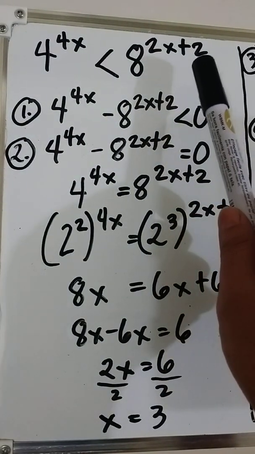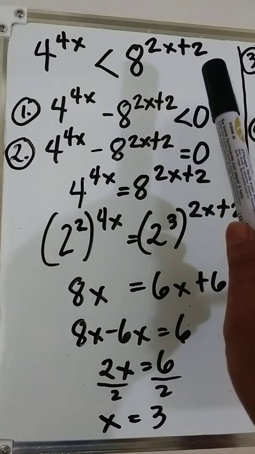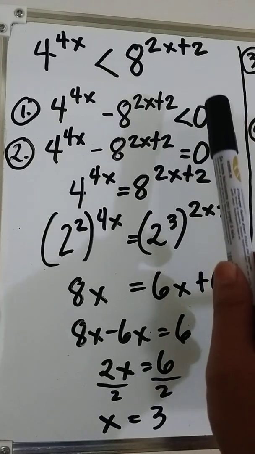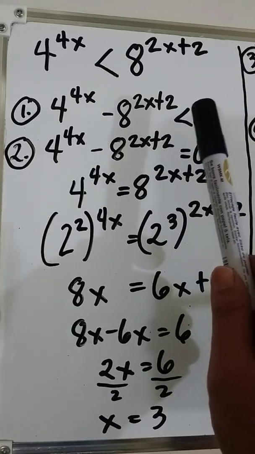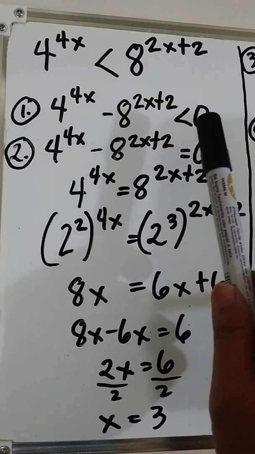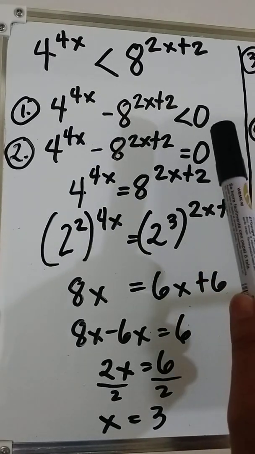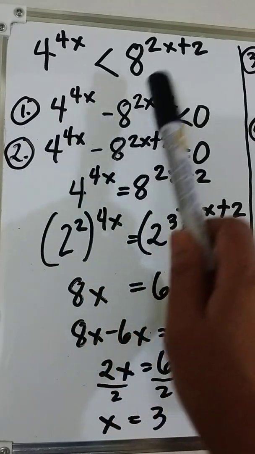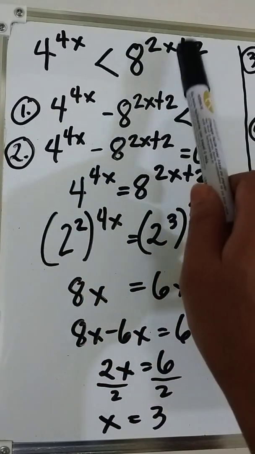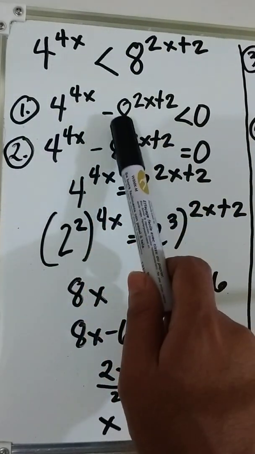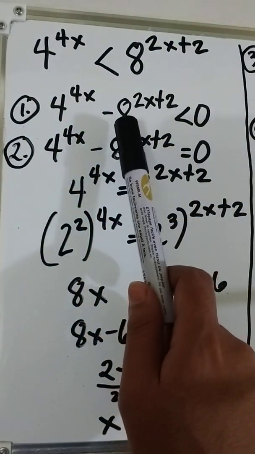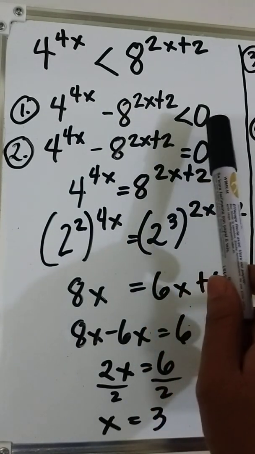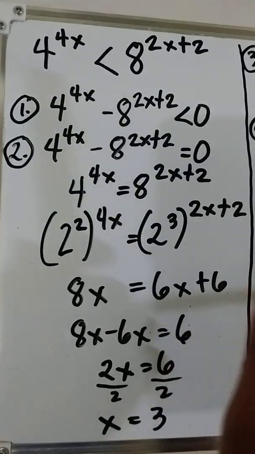Our first step will be to change the given into standard form, meaning you have to put every expression on the left side, so on the right side we have 0. For instance, step number 1: 4 raised to 4x, then this 8 with its exponent will be transposed to the left side. It will become negative. So minus 8 raised to 2x plus 2, then less than 0. That is step number 1.